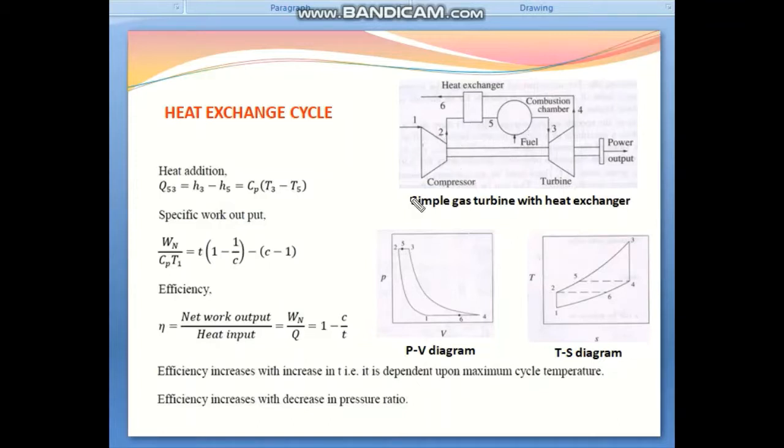In this figure, this one is the compressor. This one is the turbine, and this is the combustion chamber. These three are common, the same as the Brayton cycle, and this one is the heat exchanger. Okay, let's see what happens.